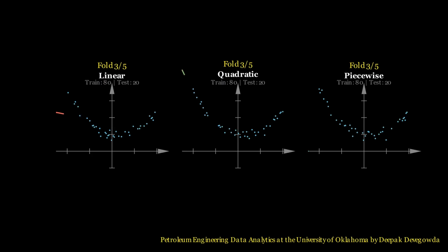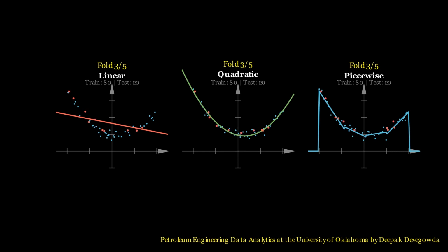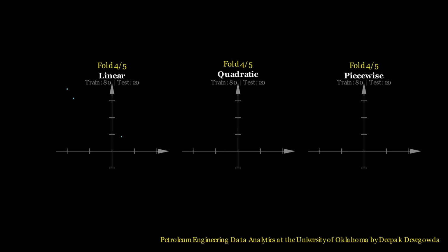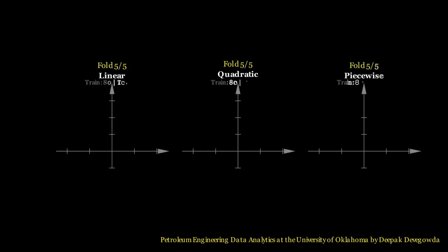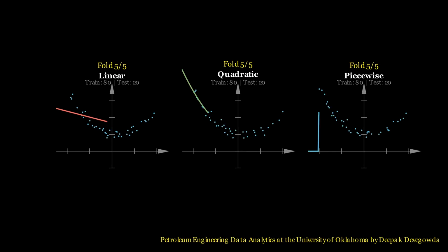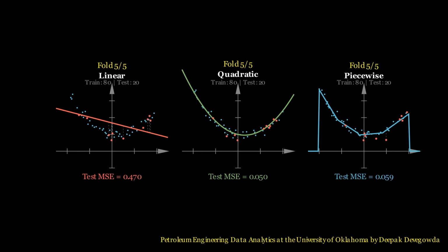We repeat this with the third fold as our test data, and then the fourth fold as our test data, and finally, with the fifth fold as our test data. So we're going to get 5 model fits for each one of these different models and the corresponding squared errors against the test data.